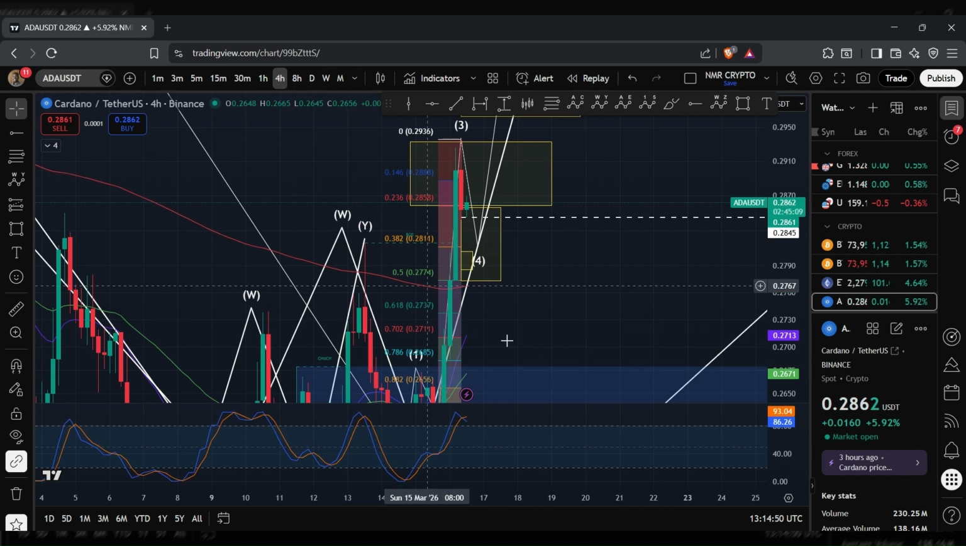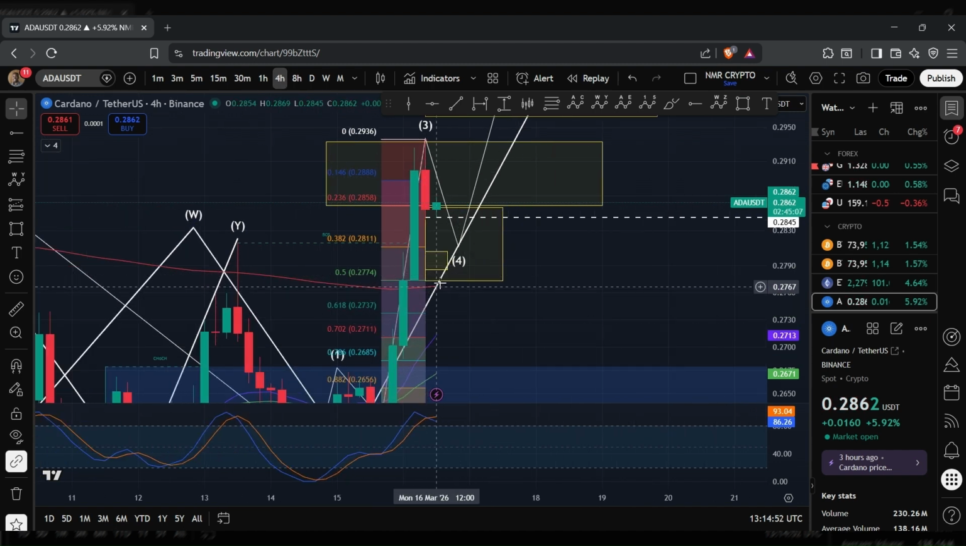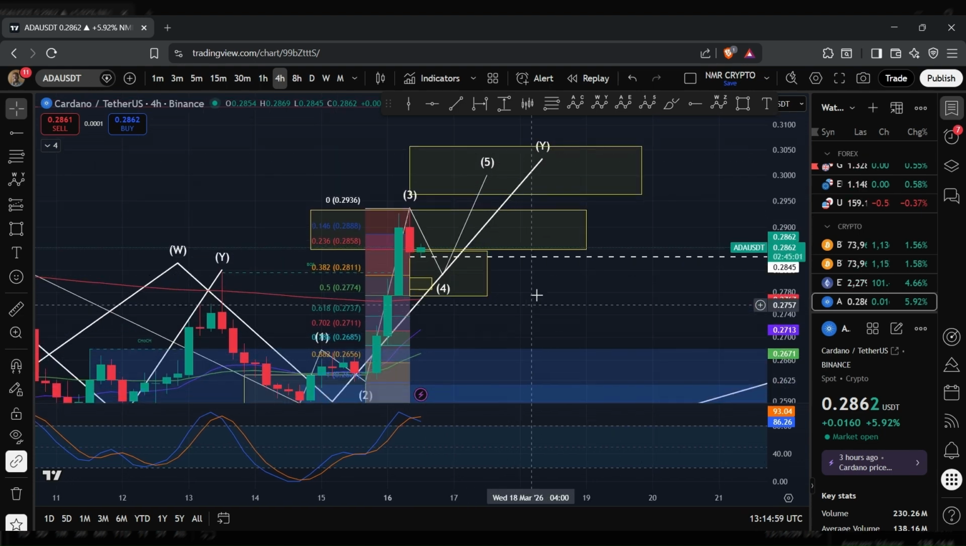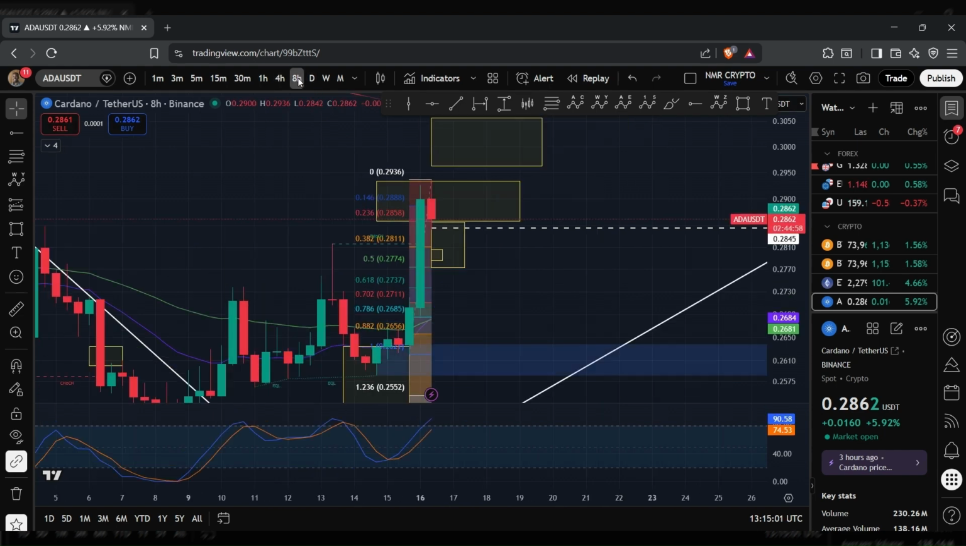And so if I go back to the 4-hour chart, even if we were to retest the 200 DMA and find support at that region, we could still remain bullish, and we could see that reversal to the upside form on ADA. And so, yeah, over the next couple of days, that's something I'm going to be looking out for, and I will keep you guys updated.